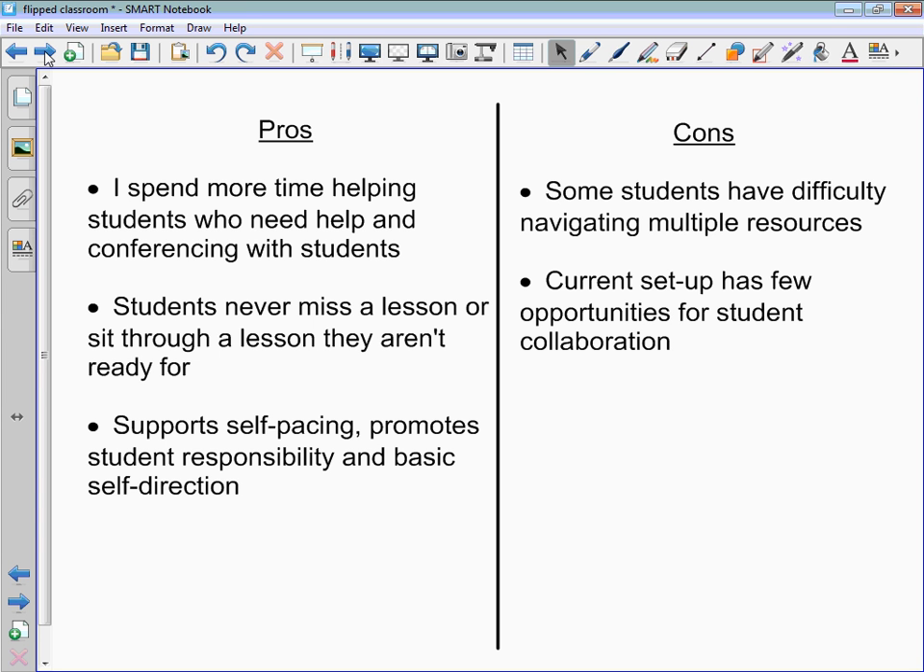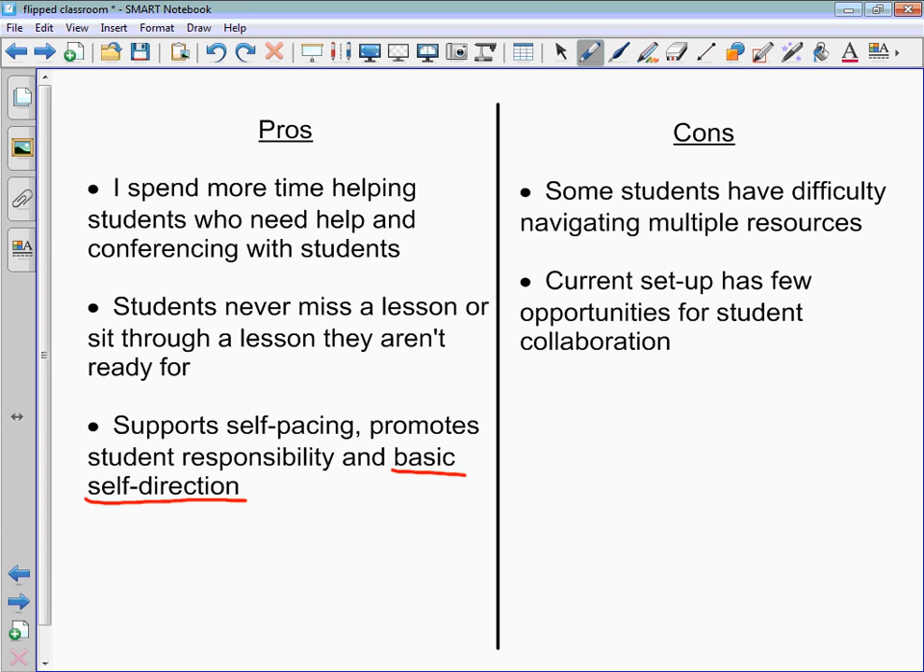It supports self-pacing because the students can access the lessons whenever they want to, promotes student responsibility because it's up to them to go and watch the lesson so they'll be ready, and basic self-direction. Students have access to a lot of resources in this classroom. They have the online lessons, they have the learning guide, they have the textbook, they have me that they can ask questions of, and it's up to them to decide which of these resources is going to work best for them if they're encountering a particular problem.